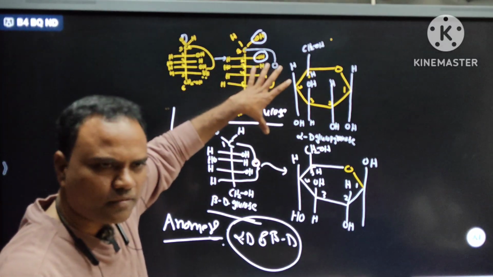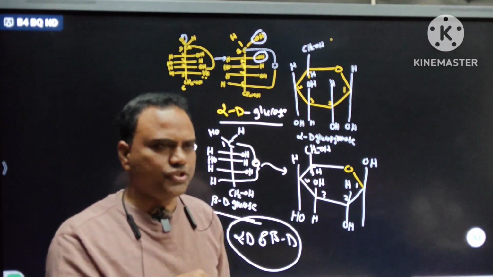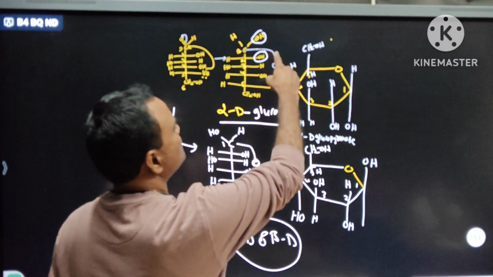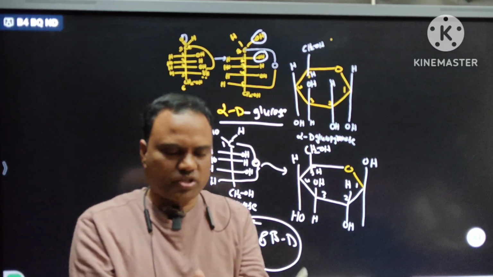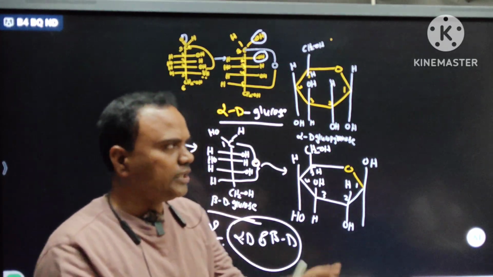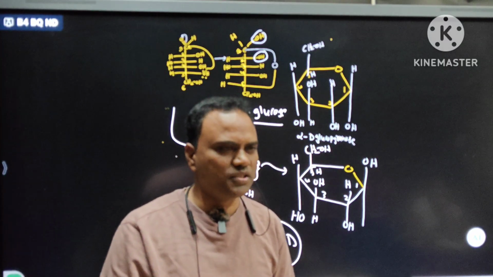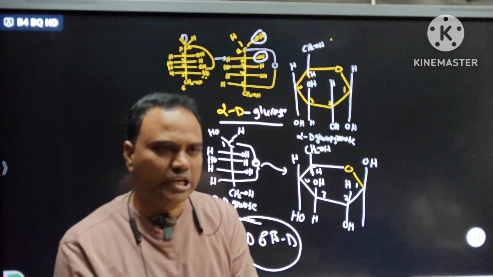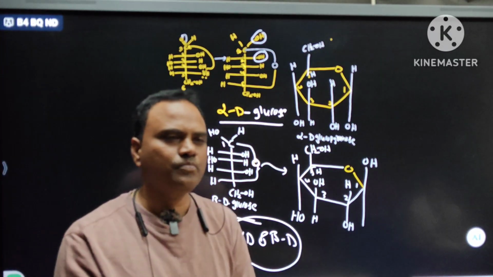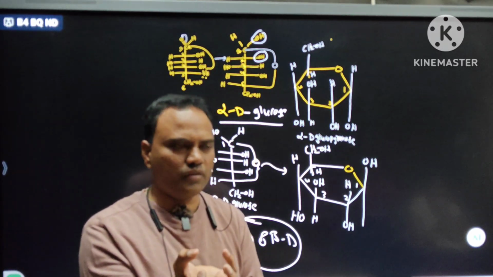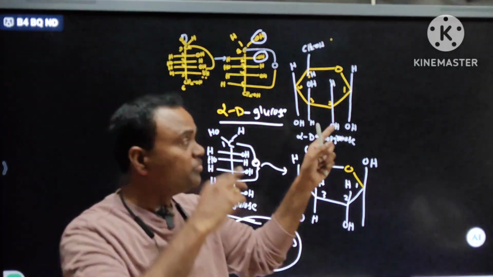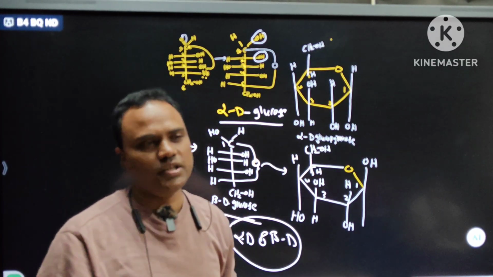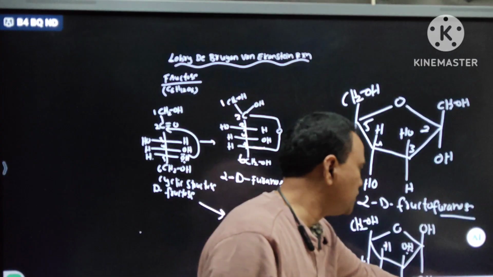This is alpha D glucose, right? Take alpha D glucose crystal, put it in water, dissolve it in water. First this ring will break, open chain formation takes place, and from that open chain, beta D formation takes place, meaning interconversion. Alpha D glucose will convert to beta D glucose when you keep the alpha D form in water. First the ring will break, you will get the open chain, then beta D formation takes place. Clear?